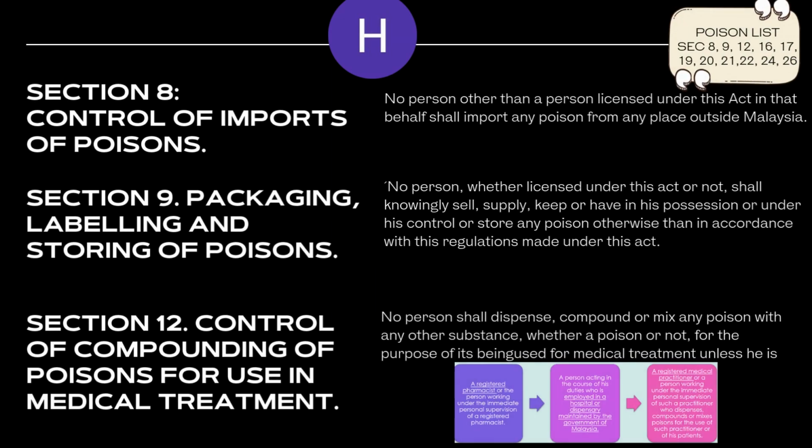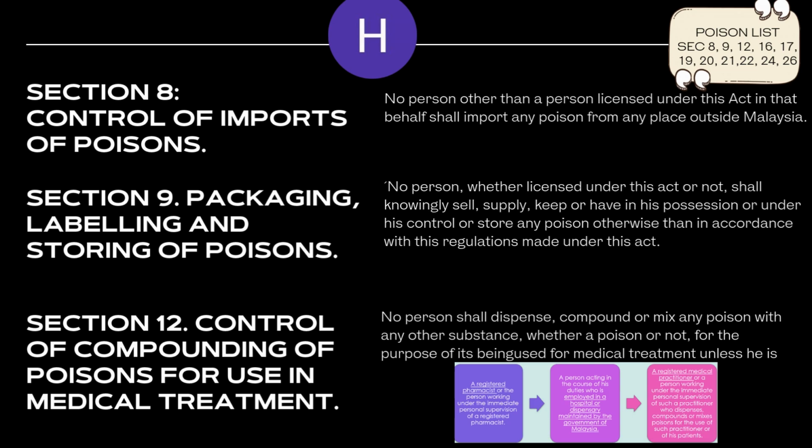So the first section, which is section 8, is about the control of the imports of poisons. Under this section, it is stated that no person other than a licensed person shall import any poison from any place outside Malaysia. That person's license will be covered later.